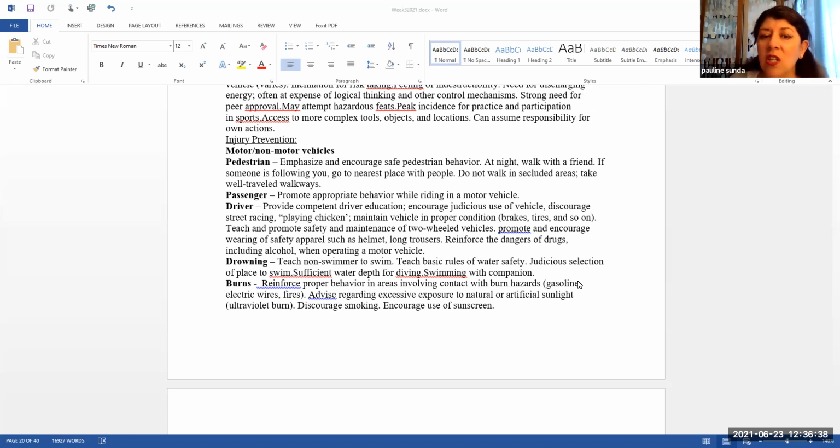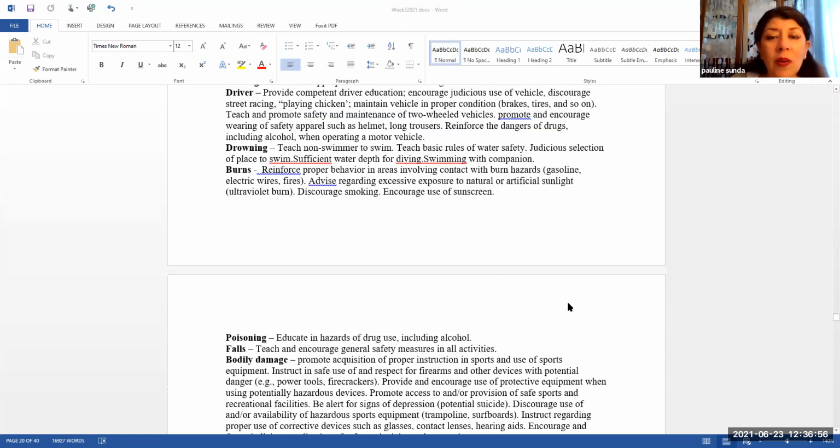Drowning, you want to teach people to swim. If they don't swim, they need to learn how to swim. They shouldn't be in water without knowing how to swim. Teaching water safety, again, making sure that the water is deep enough to dive in if they're going to dive into it. Always swimming with a companion.